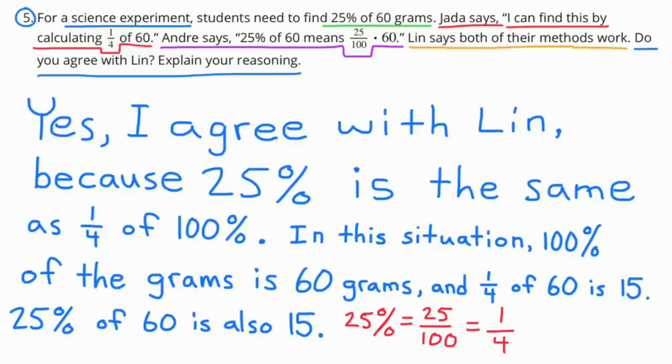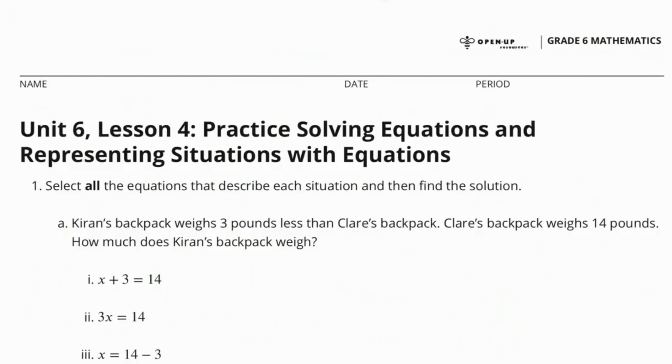Explain your reasoning. Yes, I agree with Lynn because 25% is the same as 1/4 of 100%. In this situation, 100% of the grams is 60 grams, and 1/4 of 60 is 15. 25% of 60 is also 15. Another way to look at it is at the very bottom in red. 25% equals 25 hundredths, or 25 over 100, which can be rewritten as 1/4.